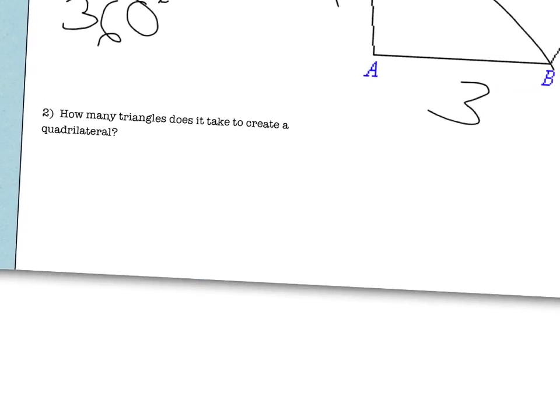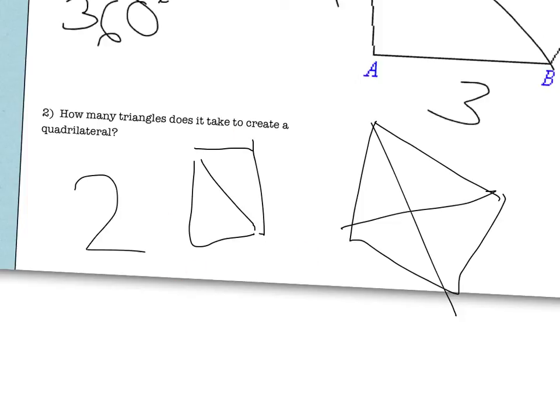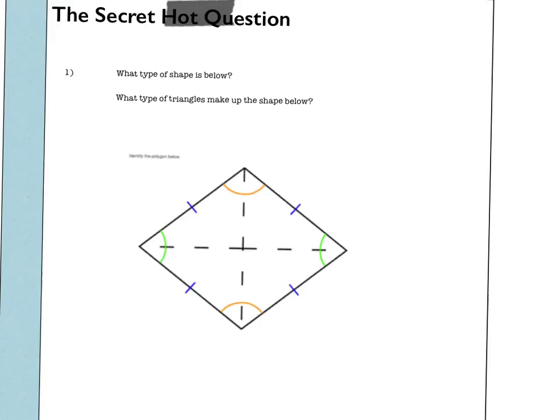Second problem. How many triangles does it take to create a quadrilateral? Well, that's just working backwards. So we just said a quadrilateral, we divided it into 2 triangles. Well, then if we take 2 here, hey, that's all we need. We only need 2. Yeah, I could take this and I guess I could go like this. I could have 4, but the smallest amount of triangles I need is just 2. Awesome.